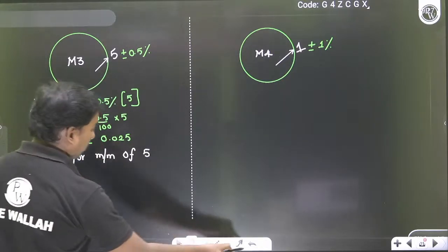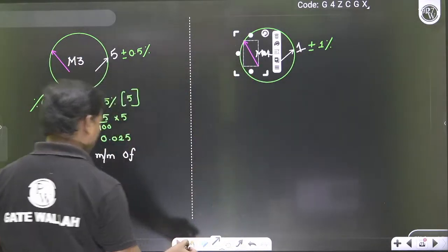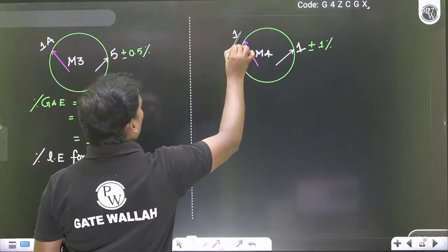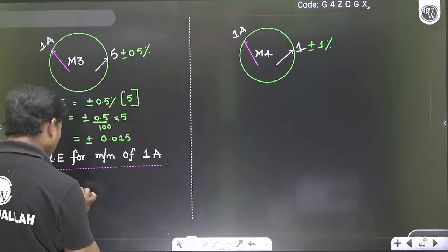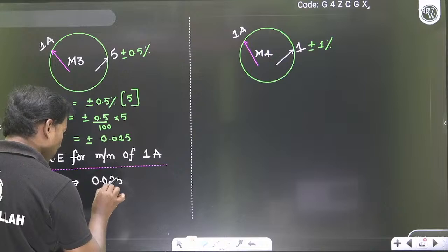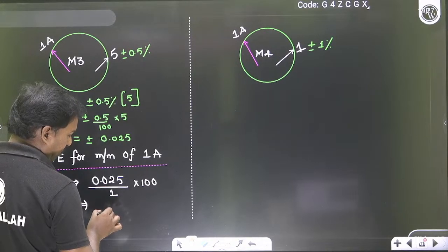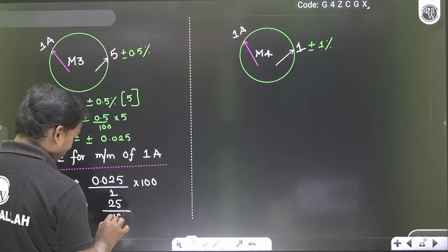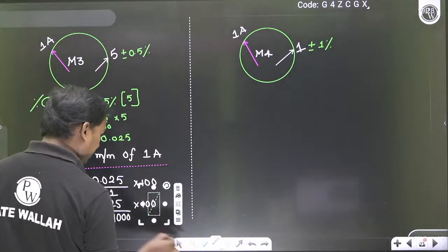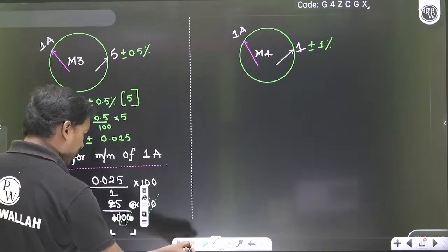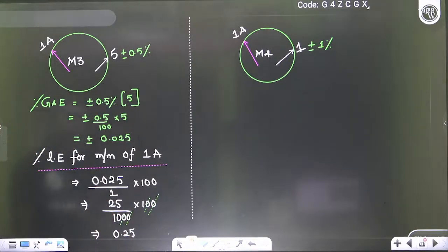Sorry, what is the measurement? Our measurement is always 1 ampere, na? In all the cases, our measurement is 1 ampere only. So for a measurement of 1 ampere, expressing this error, 0.025 divided by 1 into 100. So this is 25 by 1000 into 100. So it is going to become 25 by 10. Right? Any mistake we have done?